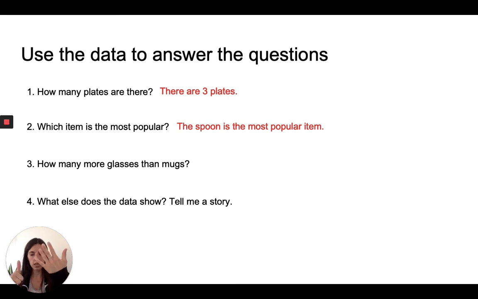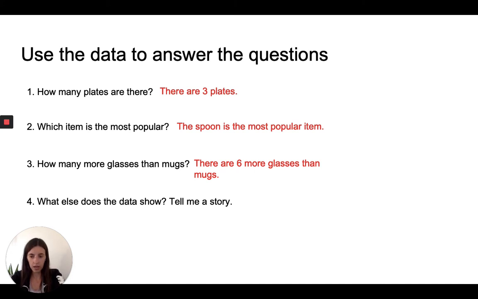5 add 1 is 6. 6. The difference between the mugs and the glasses is 6. The difference between 2 and 8 is 6. There are 6 more glasses than mugs.